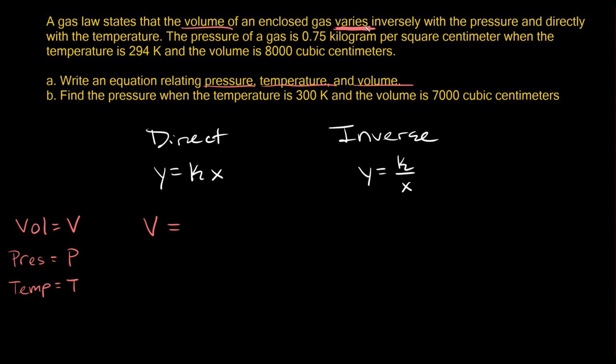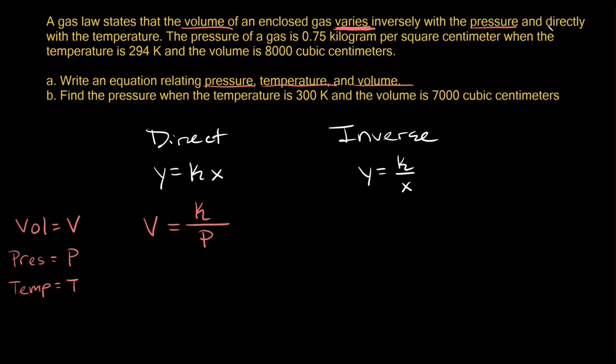What's it equal to? It says that it varies inversely with the pressure. If it varies inversely, then we're going to use this formula over here. We're going to have a fraction, so k over some number. So the volume is going to be equal to k over some number, which we don't know. We just know it's the pressure. So let's label the bottom as P.